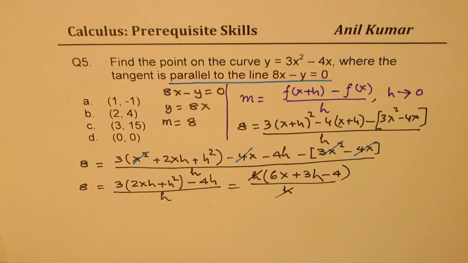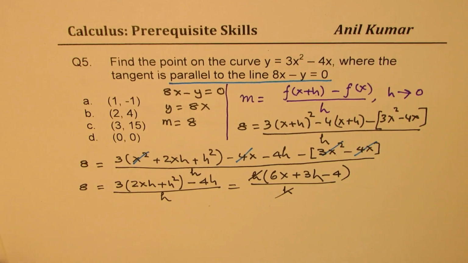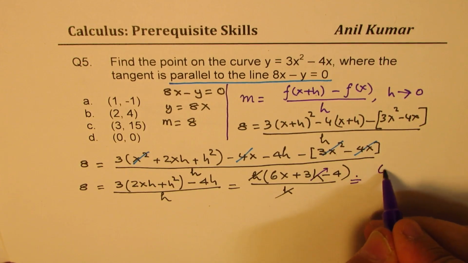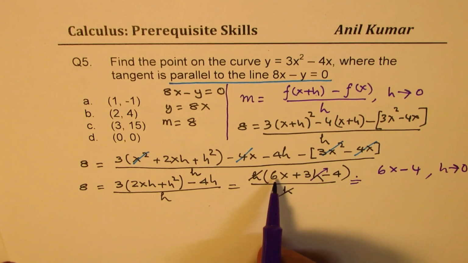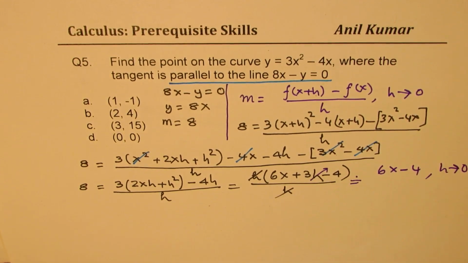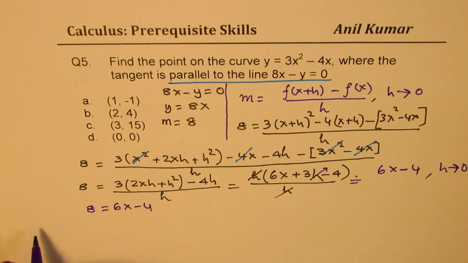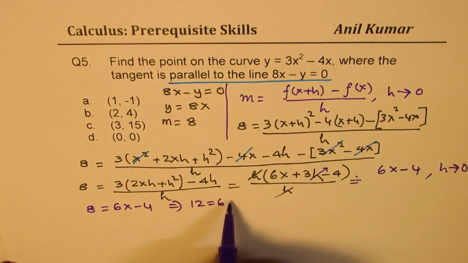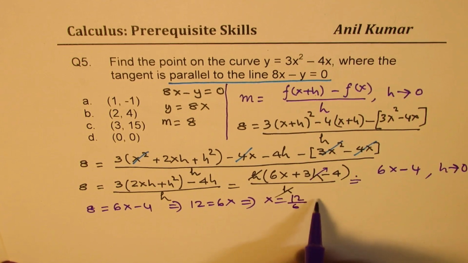Now this h cancels. So you have 6x plus 3h minus 4 and this is equal to what? Since h is approaching 0, this approaches 0. So we have 6x minus 4. Do you see that? Since h approaches 0. So we get 6x minus 4 equals 8. So we have now the equation 8 equals 6x minus 4. So bringing that together, we get 4 plus 8, which is 12 equals 6x, and that gives you x equals 12 divided by 6, which is 2.